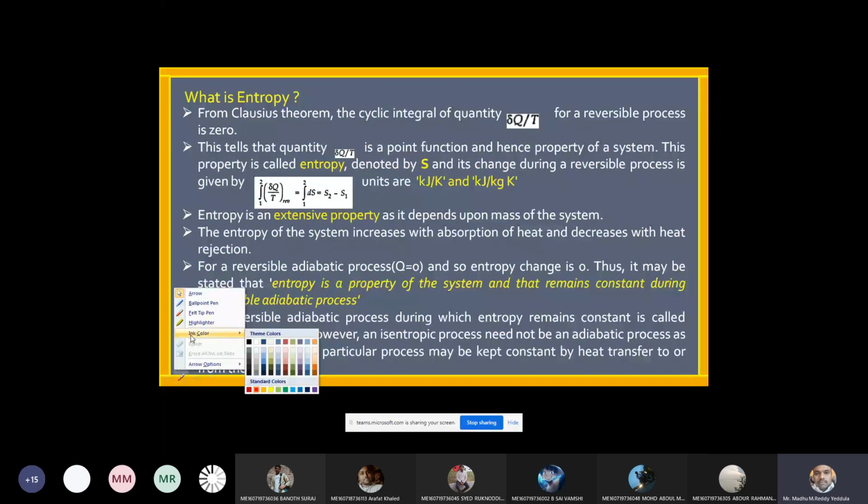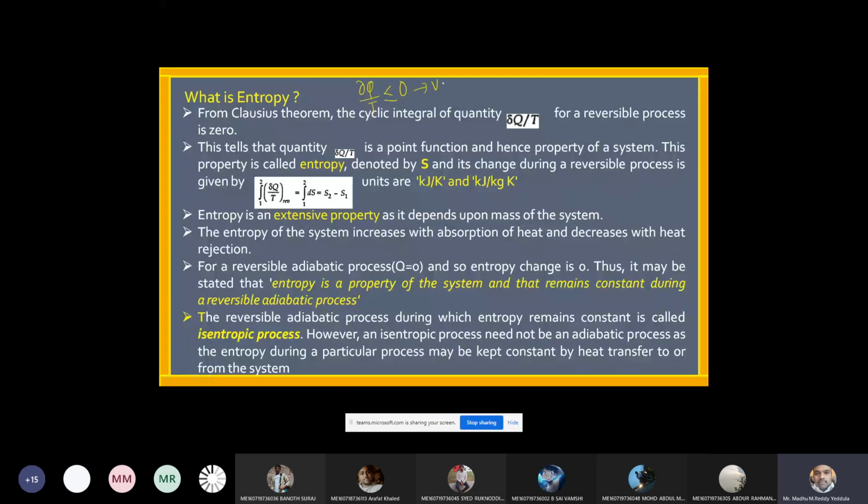Okay. Let me take the pen. Right. Now, what is entropy? From Clausius inequality, we know the cyclic integral of dQ by T is less than or equal to 0 is valid. Agree? That means the cyclic integral of dQ by T is equal to 0 for a reversible process and less than 0 for an irreversible process, right? So for a reversible process, the cyclic integral of dQ by T is 0.